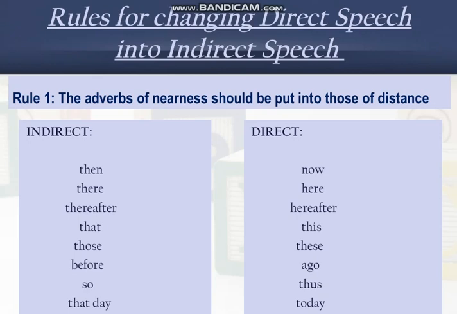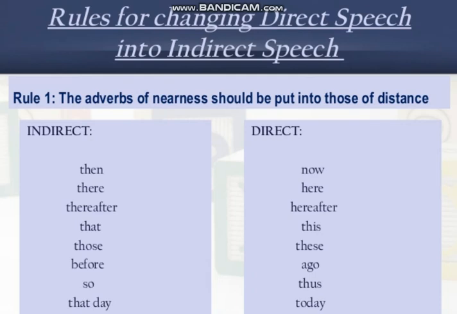Today we are going to discuss some other rules. The adverbs of nearness should be put into those of distance. Such adverbs show that this action has happened recently, or show nearness of the action, and they are put into those of distance. We use adverbs which show that some particular thing happened much time before. So we just show the distant adverbs.